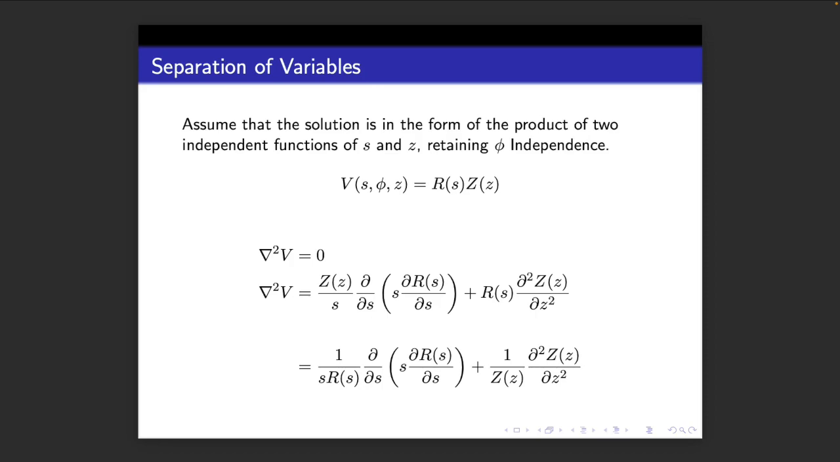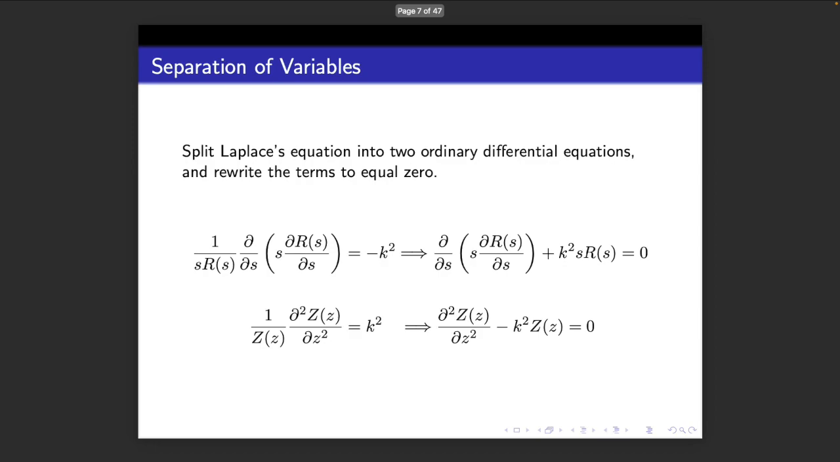We then find Laplace's equation for that, and we rearrange such that all of our functions of s are in one part and the functions of z are in another, in this case by dividing out R of s and Z of z, coming to this form and this form.